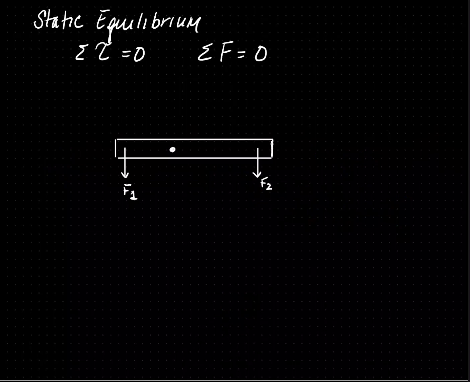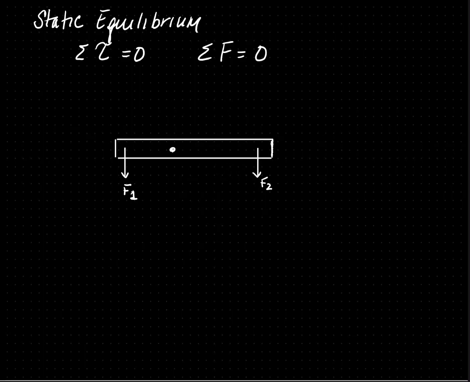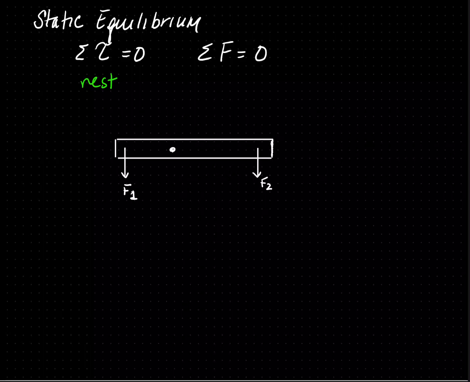Forces that were in static equilibrium were at rest or traveling at constant velocity. Torques can also have static equilibrium when it's at rest or traveling at a constant angular velocity.